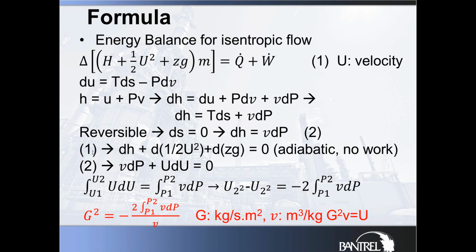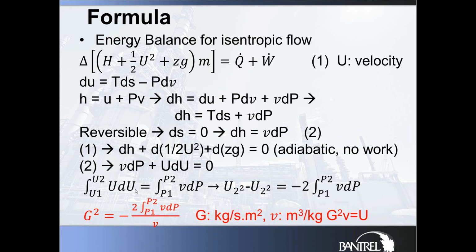Now, equation 1 will be dH plus d(1/2 u^2) plus dz g equals 0, because there is no work, so W is 0, and it's an adiabatic process, so Q dot is also 0. From equation 2, instead of dH, we can put VdP. So VdP plus u du equals 0, because d of 1/2 u^2 is u du. And if we do the integration, u du equals minus VdP.